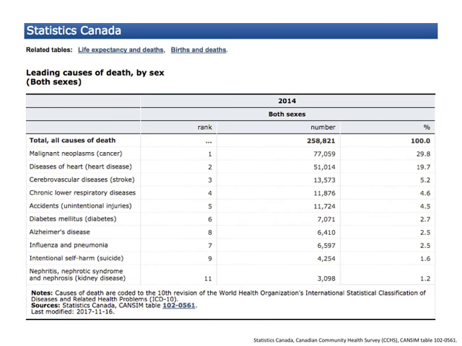These are the most recent Canadian numbers, and you can see COPD, chronic lower respiratory diseases, listed here at number 4, with only 12,000 deaths per annum in 2014. Seems like a small percentage, about 5%, but in relation to the other diseases nearby, quite large. It's only dwarfed by cancer and heart disease, number 1 and 2 in Canada.